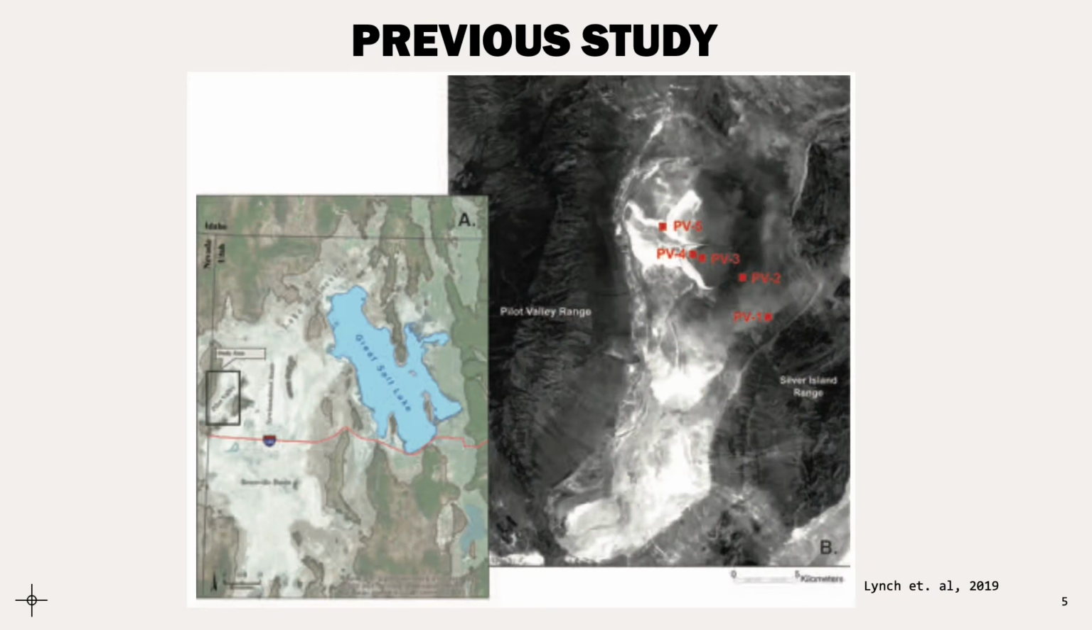A previous study by Lynch et al. 2019 has shown evidence of naturally occurring perchlorate, or NOP, found in the sediments of the Pilot Valley Basin, Utah. According to the study, site PV4 has shown a greater concentration of perchlorate in microbially induced sedimentary structures, also called MISS.